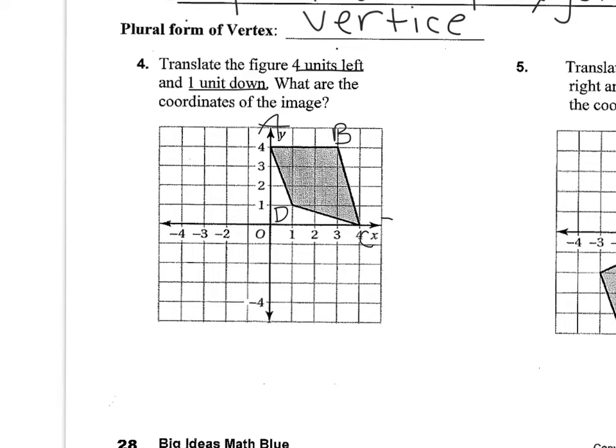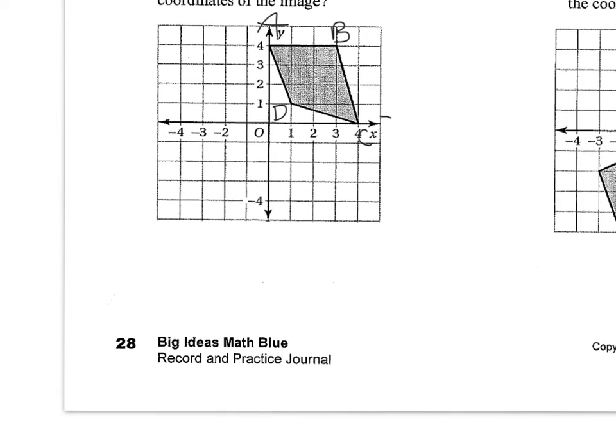So to begin, I am going to first list the ordered pairs. For vertex A, the ordered pair is (0, 4). For vertex B, the ordered pair is (3, 4). For vertex C, the ordered pair is (4, 0). And for vertex D, the ordered pair is (1, 1). It is important that you write these correctly using the parentheses and the comma.